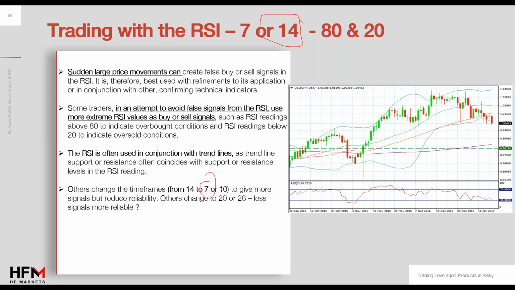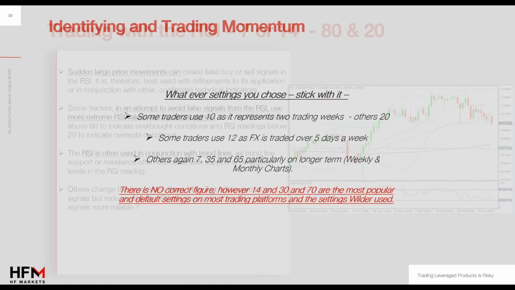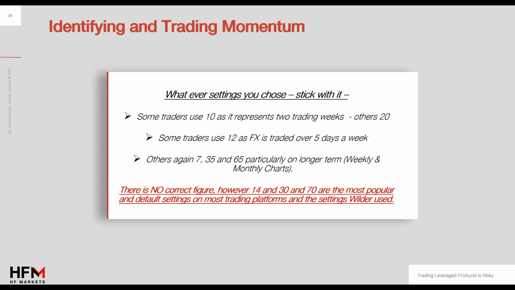RSI is an indicator that needs to be combined with something else. It is very often used in conjunction with trend lines or MACD or Bollingers. But trend lines mainly, because they help us to identify also support and resistance levels. Okay, so let's move on. Just one more thing. If you have identified your appropriate setting, stick with it. Don't change it, okay?